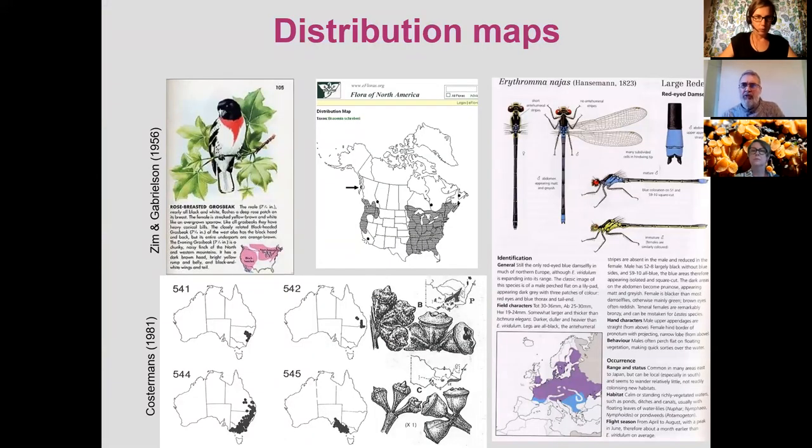So distribution maps, I think, are actually very important in conceptualizing species and making them real. And there's a long history, back to at least the 1950s and somewhat earlier, for bird books to include distribution maps. Here's a map from a bird book from the US in the 1950s. Here's a page from Costermans' book on the trees and shrubs of southeastern Australia that came out in the early 80s. Very detailed maps of all the different eucalypts.